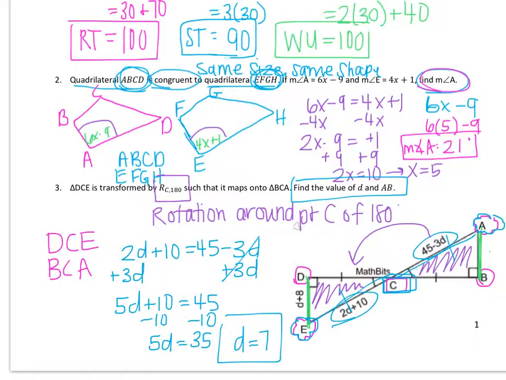So it's great that I found D, but now I have to go back and also find AB. Remember that AB was that side with no expression on it. But remember also that we said it was congruent to DE because they correspond, they match up, and those triangles are congruent after rotation. So now I know that AB is the same as D plus 8, or in this case, 7 plus 8. So AB is equal to 15.